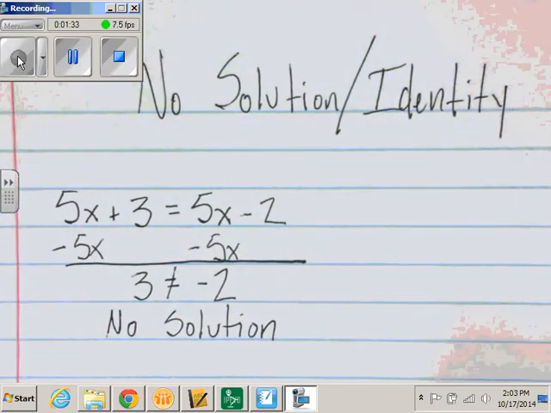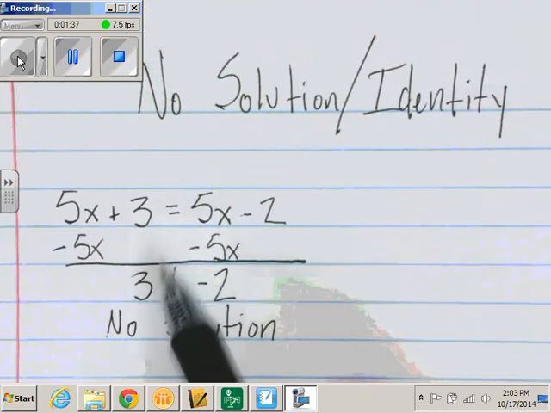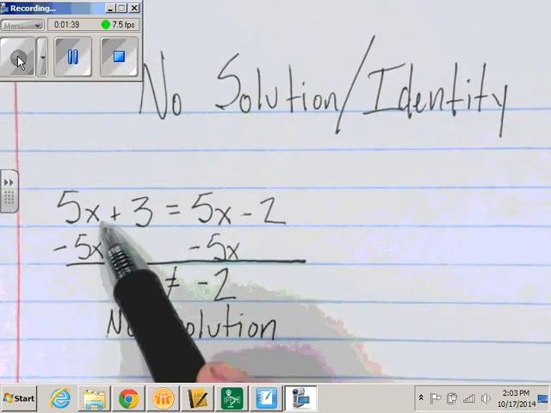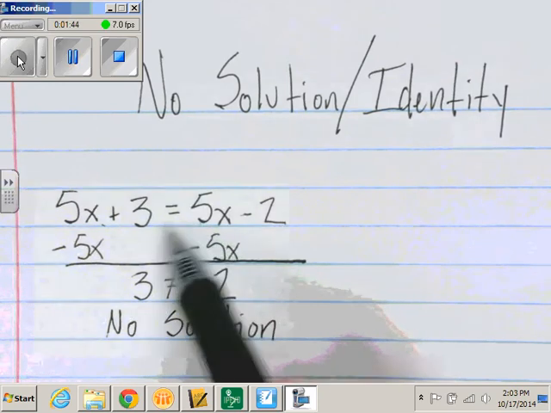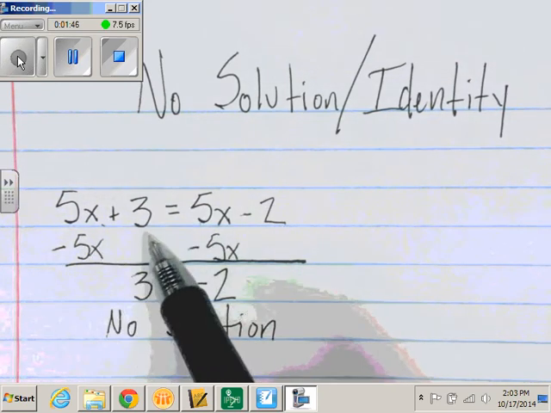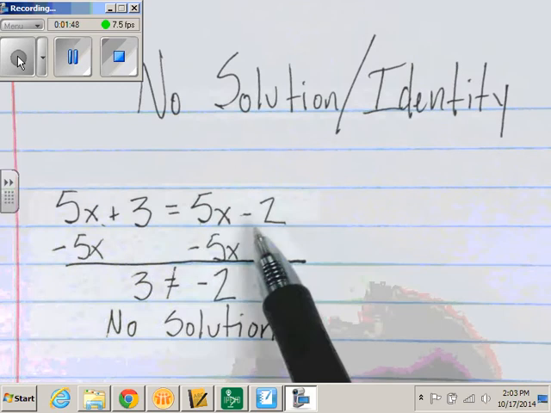In other words, there is no value that you could substitute in for the x in the original equation to get the left side of the equation to equal the right side of the equation.